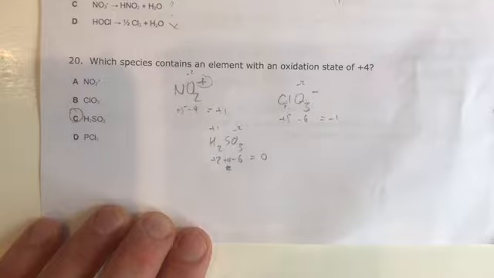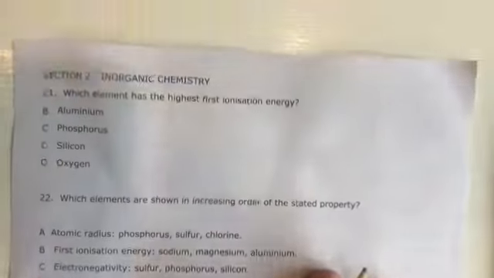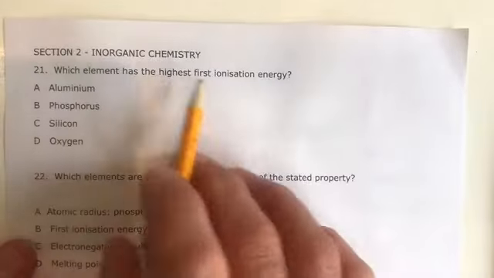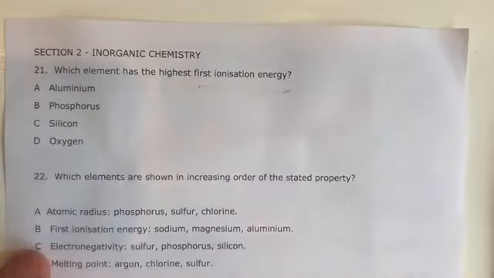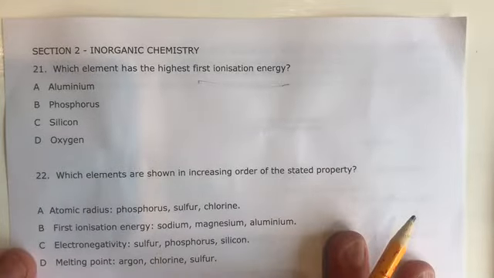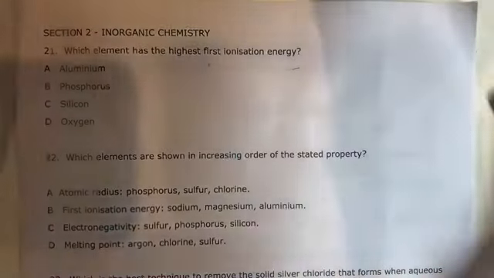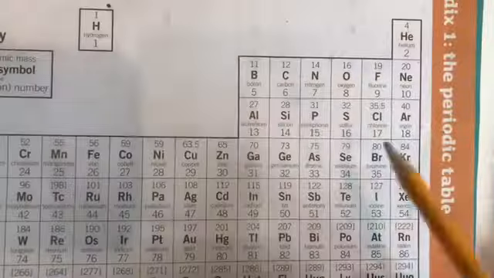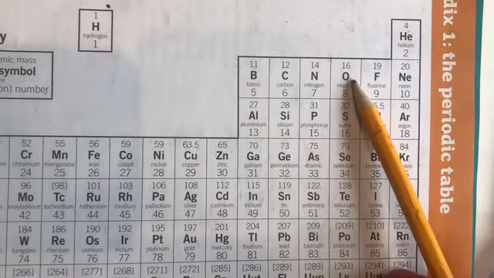Okay, which was the next one? 22. Inorganic time, right, okay. So, which element has the highest first ionization energy? Right, so remember this is the energy required to remove an electron from a gaseous atom. So basically you're looking at the one where the electron is closest to the nucleus. All right. So aluminium, phosphorus, silicon, oxygen. So the first thing you can do is find them. Aluminium, phosphorus, silicon, and oxygen.